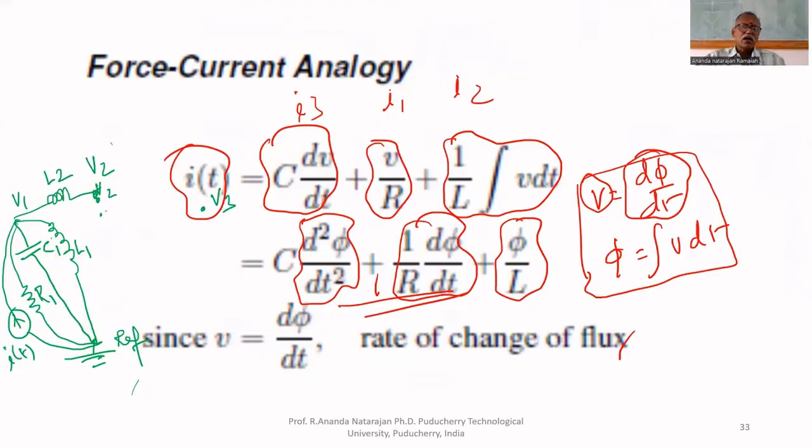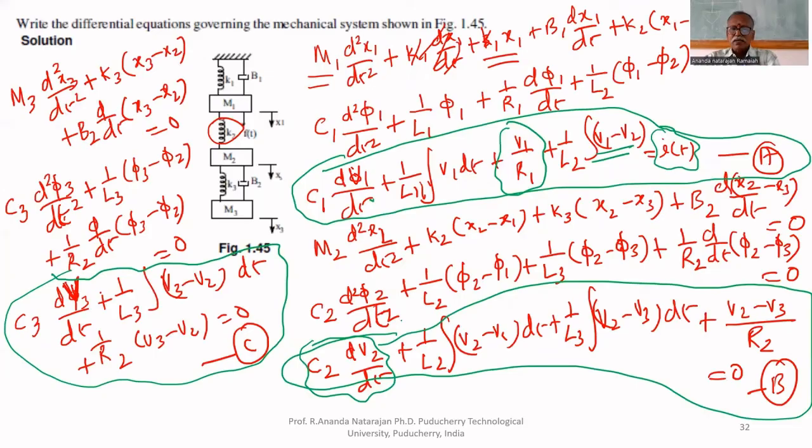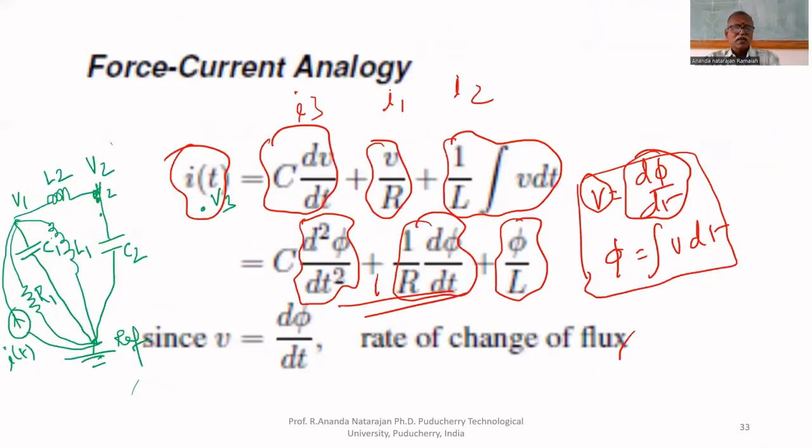Therefore, C2 will be like this, between V2 and the reference. Come again. L2 is between V2 and V1, already drawn. See that? L2 is between V1 and V2, already drawn.